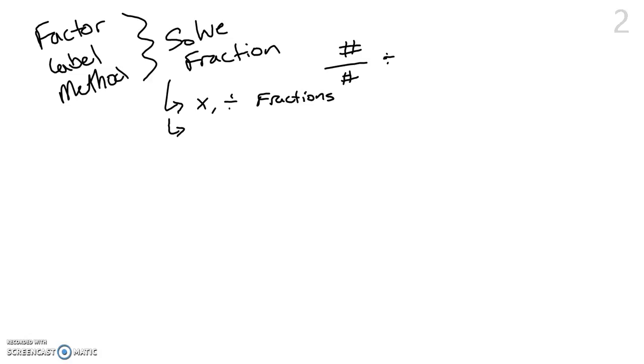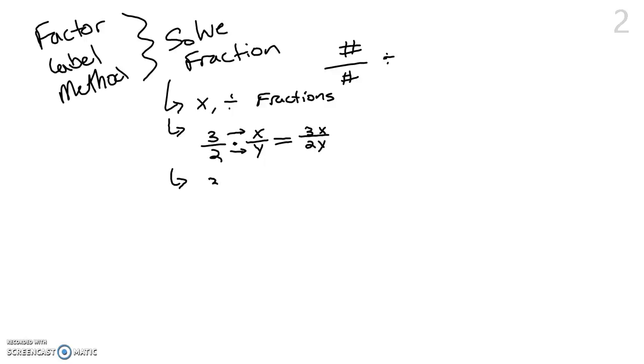So things you need to know. 3 over 2 is a fraction. Multiply that by x over y, which means I'm going to multiply the top and multiply the bottom to get 3x over 2y. Here, nothing gets to cancel.